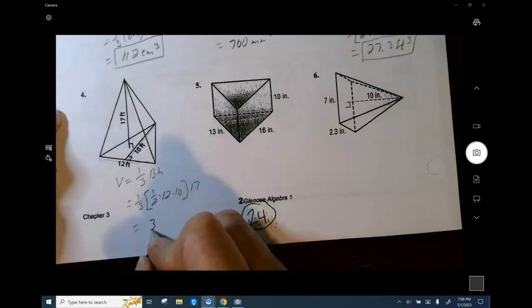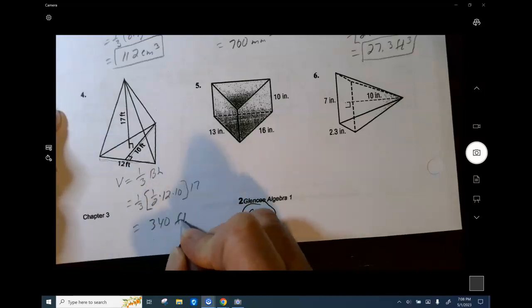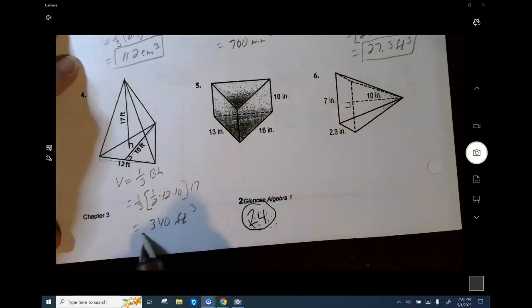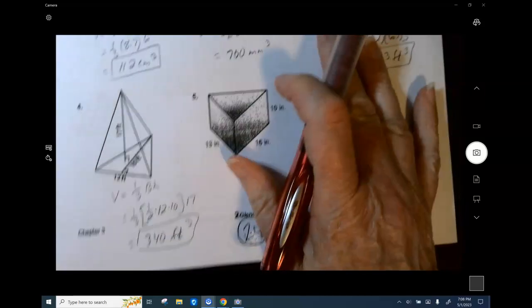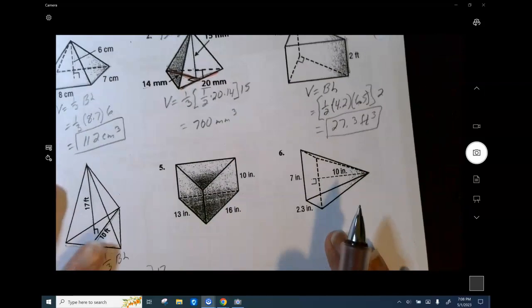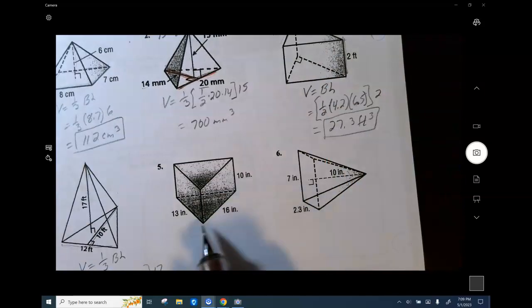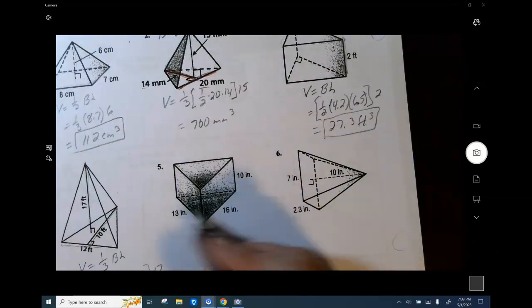I got 240. I'm going to check my work. Yep, 240 feet cubed. So again, pause and do it on your own, or pause for all of these and just do it on your own. Okay, so again, they gave us a prism.